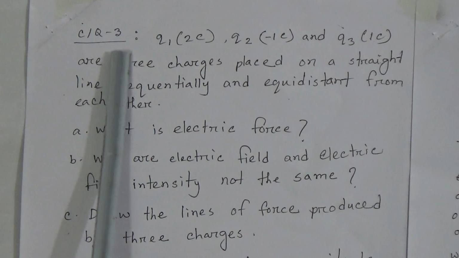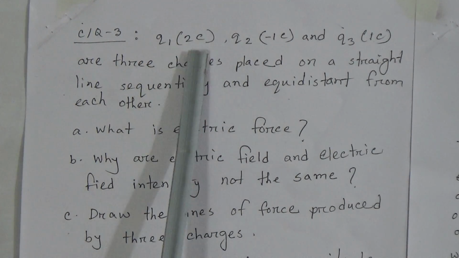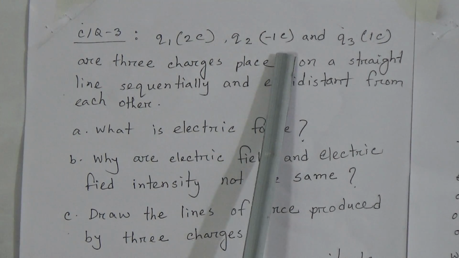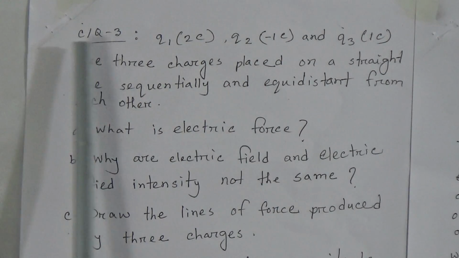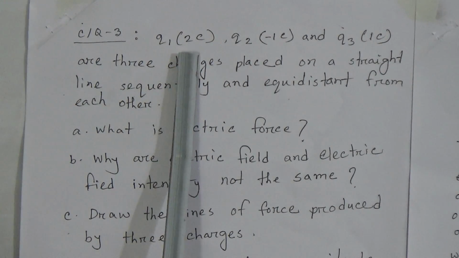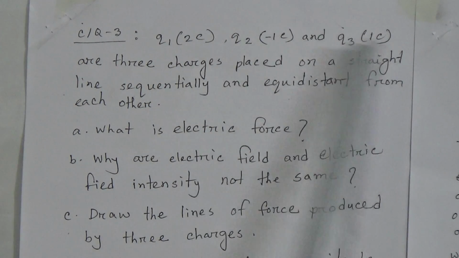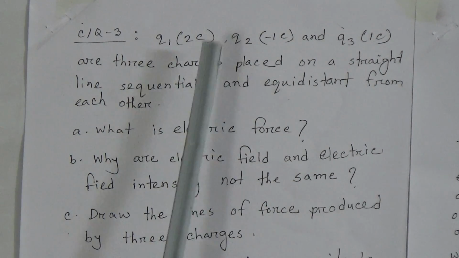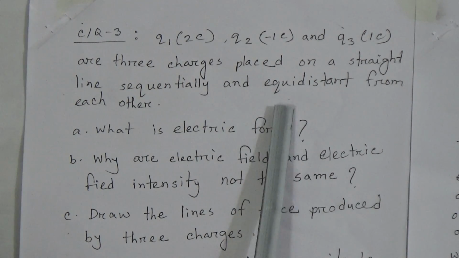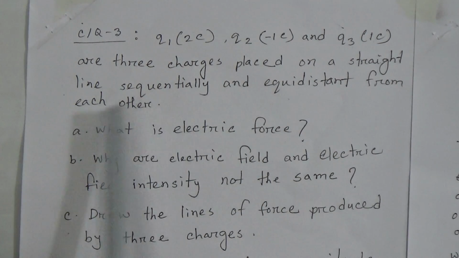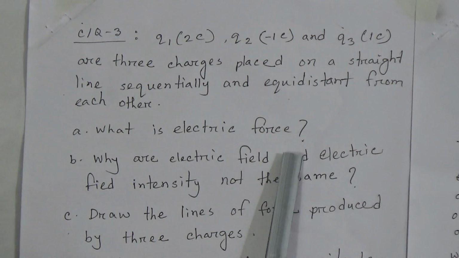Now CQ3, see the statement first. Charge Q1 is 2 coulomb, Q2 is minus 1 coulomb, and Q3 is plus 1 coulomb. These are the three charges placed on a straight line sequentially and equidistant from each other. So question number A, what is electric force?